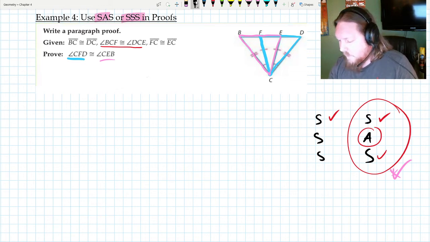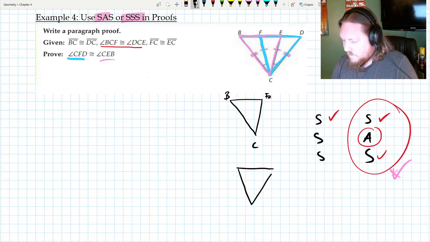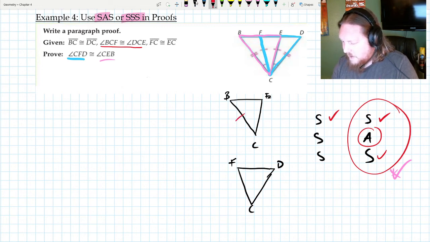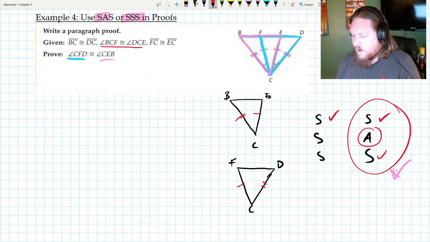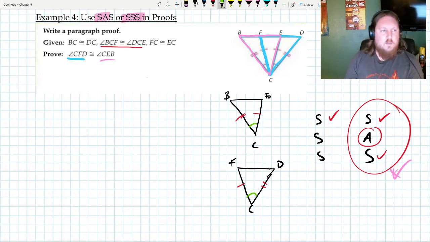All right, let me break out these triangles separately. B, E, C, and then I have C, F, D. So I can see here I've got BC and CD are congruent, and I've got FC and EC are congruent. So if I could find out something about that angle C at the bottom, if I could somehow show that that angle is congruent, then I would have side angle side.